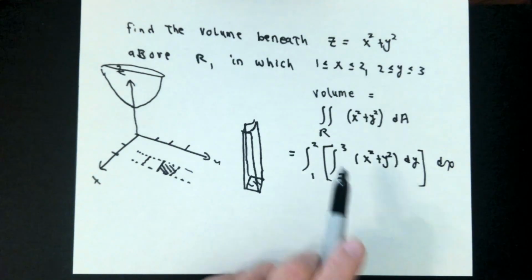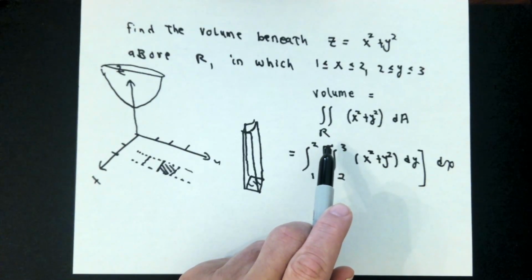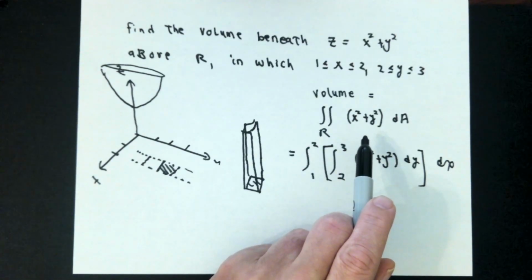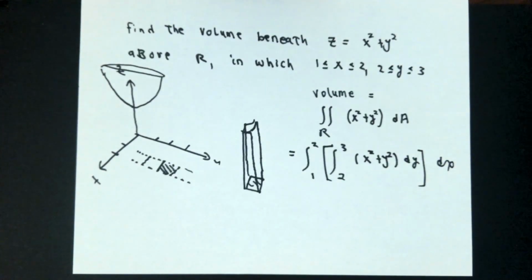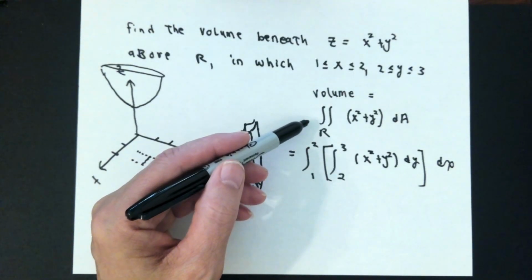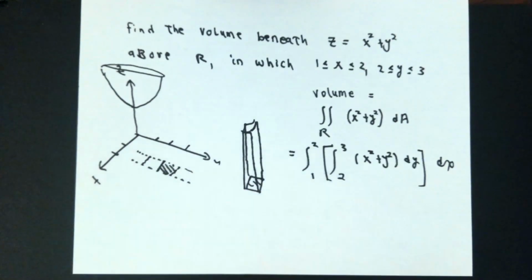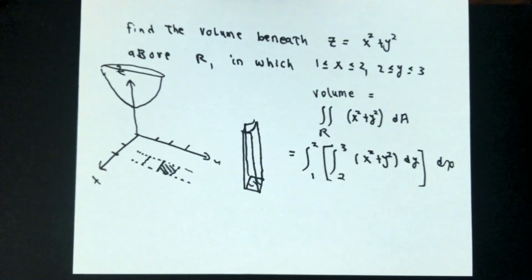The volume is the double integral over region R of f of x and y, which in this case is x squared plus y squared, integrated with respect to area. Because region R is vertically simple and also horizontally simple, we can use Fubini's theorem to write this double integral as an iterated integral. Then we'll do the inside integral first, then we'll integrate the result from x equals 1 to x equals 2 and have our result.